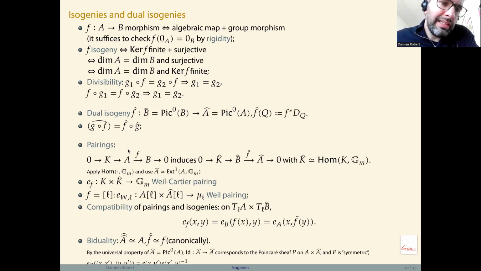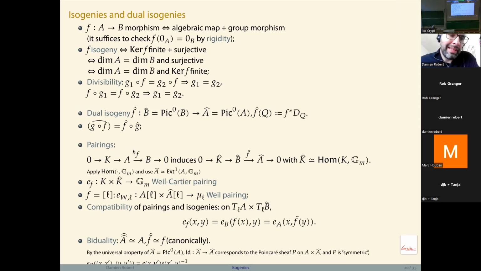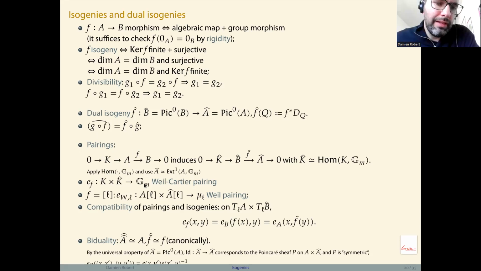Isogenies are closely linked to pairings. Essentially, when you have an isogeny of kernel K, you can look at its dual with kernel K dual, and K dual is indeed the dual of K. So you have a pairing from K to K dual to the roots of unity. And if you apply that to the isogeny of multiplication by L, you recover the Weil pairing from A[L] times the dual of A[L] to μ_L.